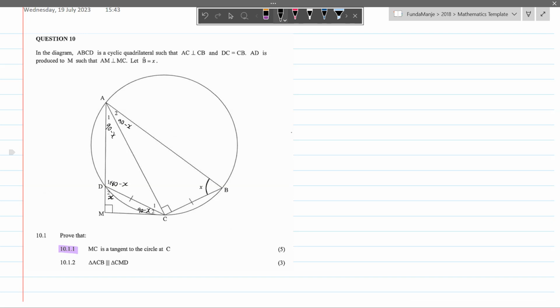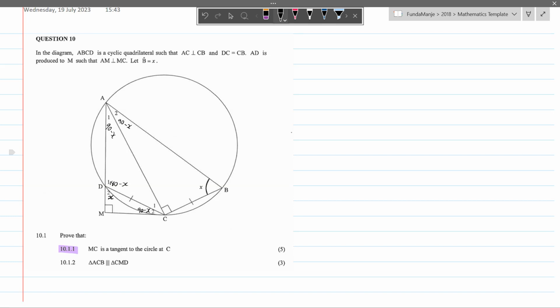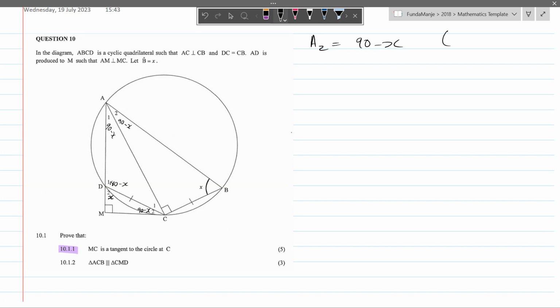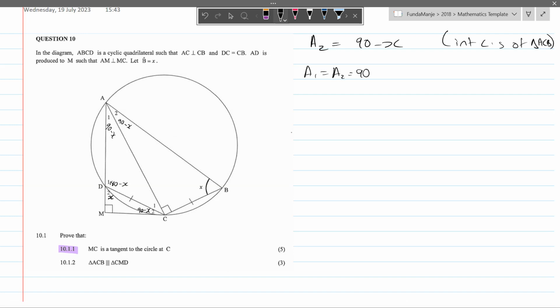But now you need to write it in terms of actual steps. And this is not the only way that you can arrive at this answer, but that is the primary way in which we are to solve this problem, by first of all asserting that A1 is equal to A2. So firstly, let's say A2 is equal to 90 minus X. How do we know this? This is interior angles of a triangle, in this case triangle ACB. Then we can say A1 is equal to A2, which is equal to 90 minus X.